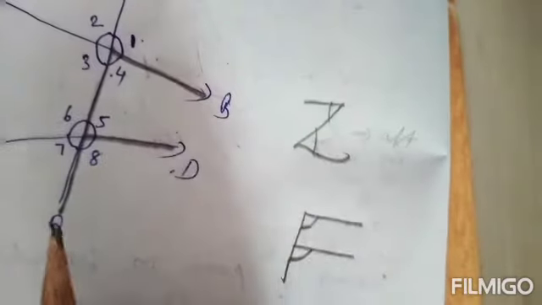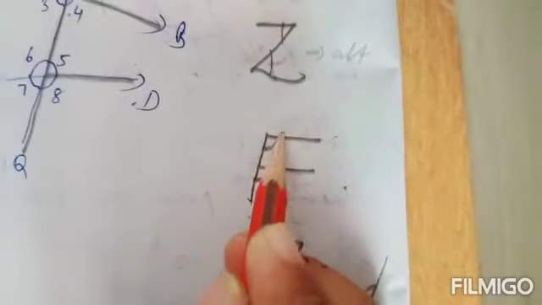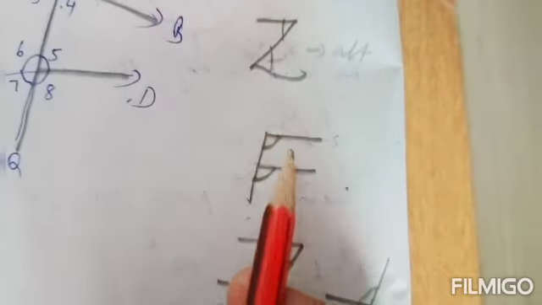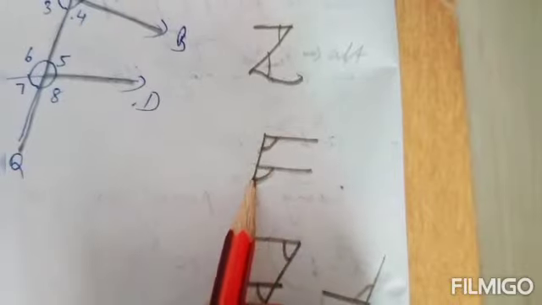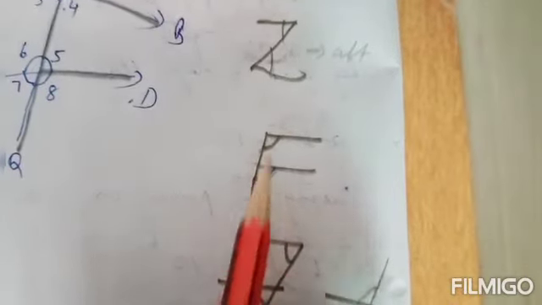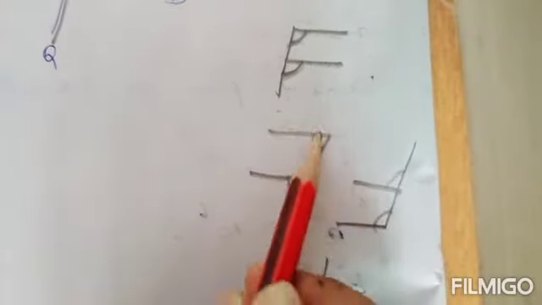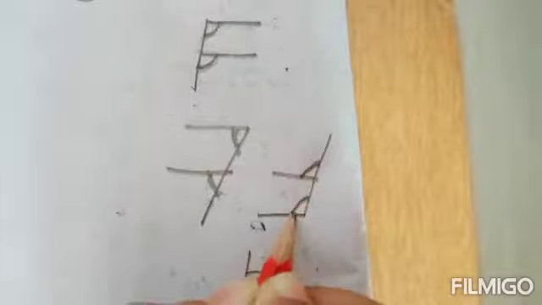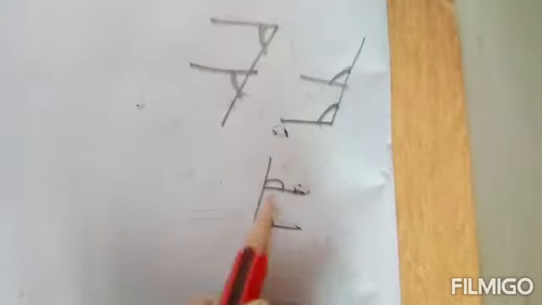Next, corresponding angles. You know the angles formed by Z shape are alternate angles. Now the angles formed by F shape are corresponding angles. These 2 angles will be corresponding. This is F, and the angles formed are these 2 angles. So these 2 are corresponding angles. F can be written in any way. These 2 angles are also corresponding angles. Here these 2 are also corresponding angles. In this way also corresponding angles can be formed.